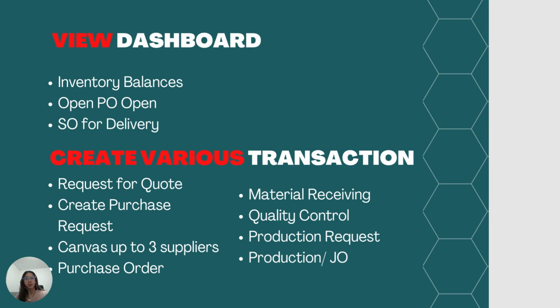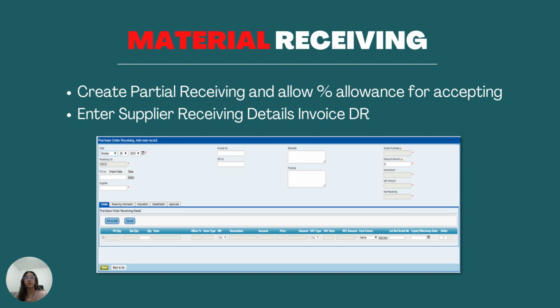You can also create various transactions such as request for quote, create purchase requests, canvas up to 3 suppliers, create purchase order, encode material receiving, quality control, production request, and production or job order. So the highlight for material receiving is that you can create partial receiving and allow percentage allowance for accepting your goods. You can also enter supplier receiving details and invoice DR.